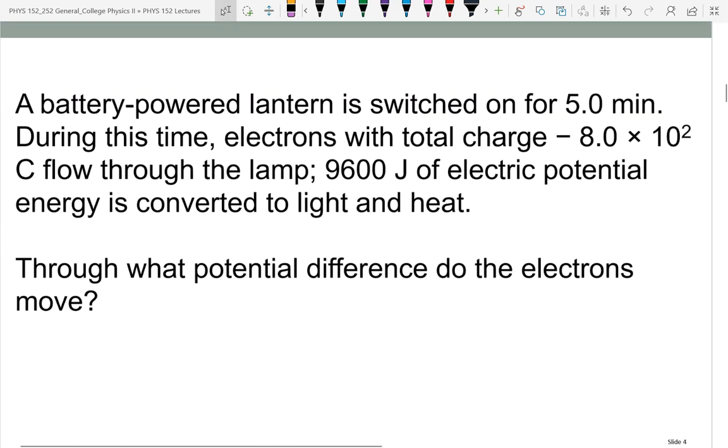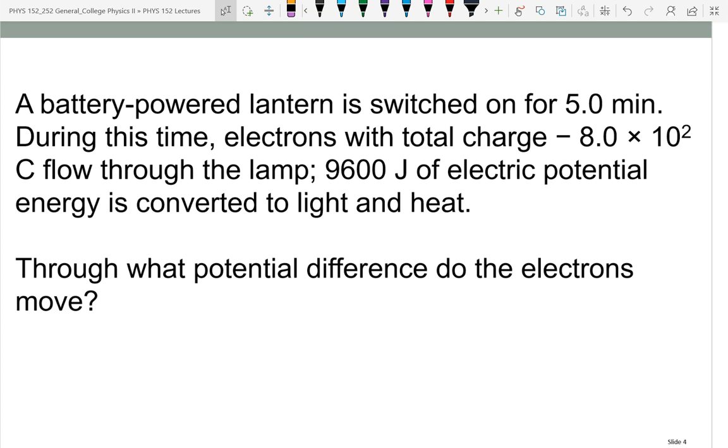A simple problem, like many that you've had in homework: a battery-powered lantern is switched on for 5 minutes. During this time, the electrons with total charge of minus 8.0 times 10 to the second coulombs, or minus 800 coulombs if you prefer, flow through the lamp. 9,600 joules of electric potential energy is converted to light and heat. Through what potential difference do the electrons move?